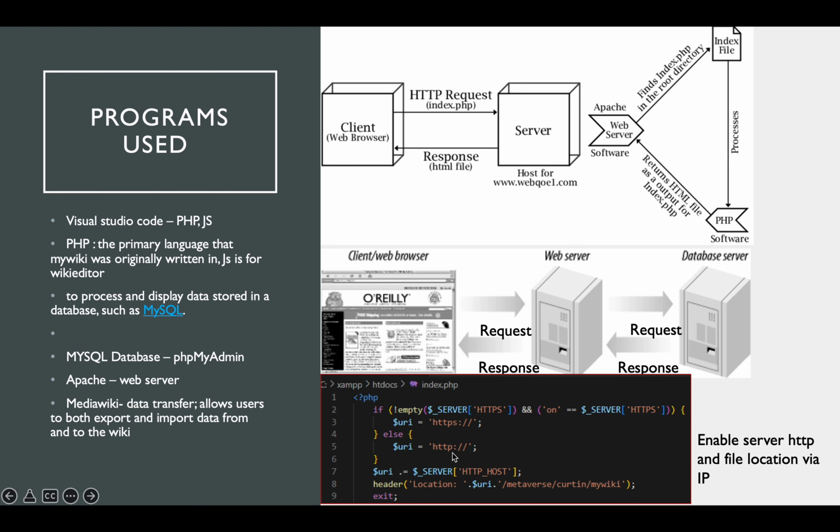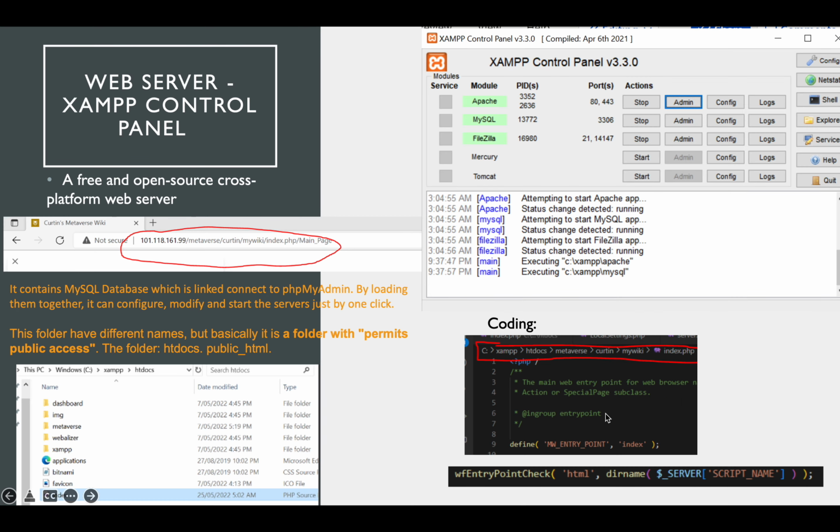You can see the HTTPS, and this one is a location, and it enables server HTTP and file location via IP. And this one is the web server, and I use the XAMPP control panel. It's a free and open source cross-platform server. It contains the Apache and MySQL. So I just click once, and then you will run the main, executing the Windows C file and Apache and MySQL.